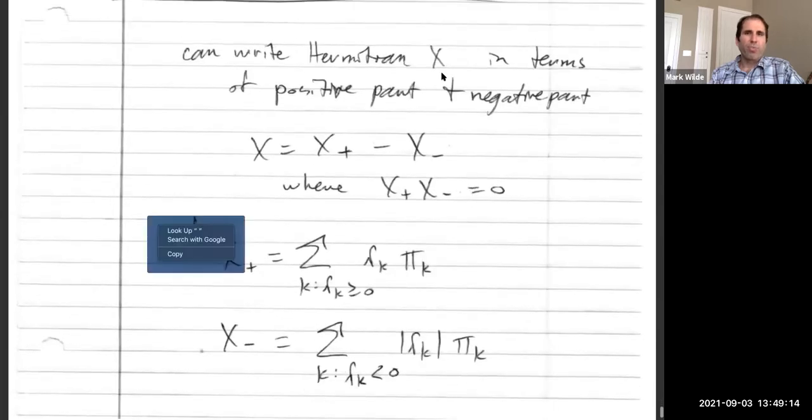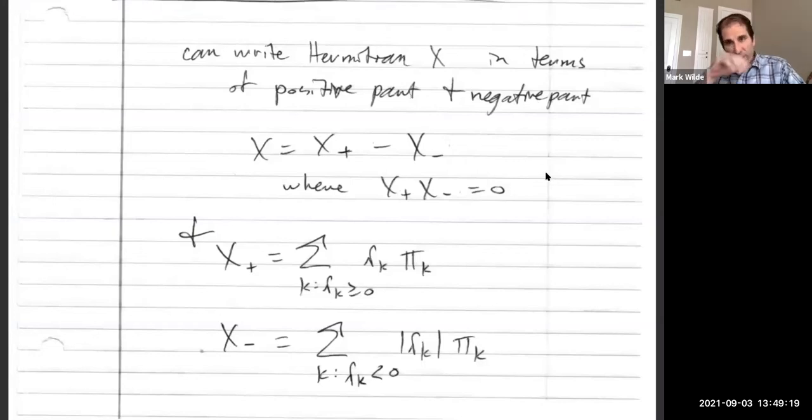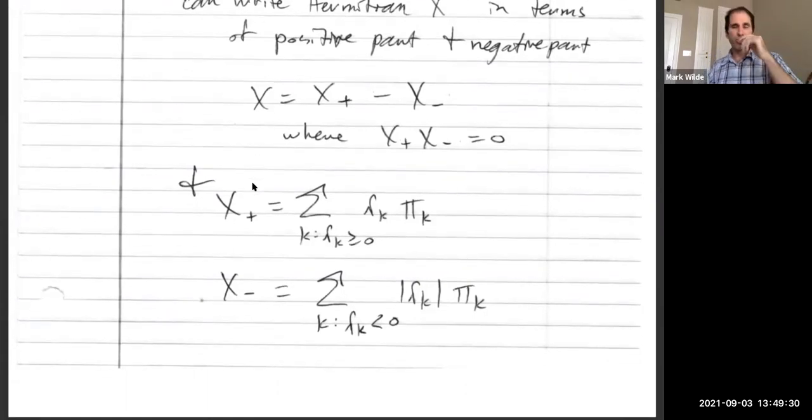Okay. Final thing we'll say is the positive part and negative part of a Hermitian operator. So this is a unique decomposition of a matrix, and it's quite useful. We'll use it a number of times. We can write X as a difference of two positive semi-definite operators. One is called the positive part, and one is called the negative part. Keep in mind that the negative part is a positive semi-definite operator.